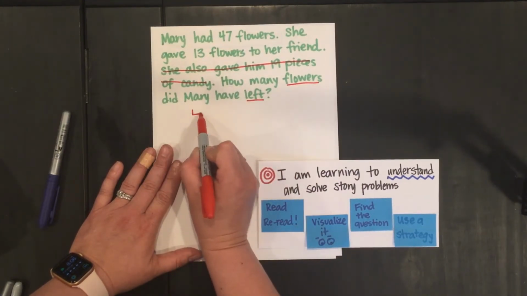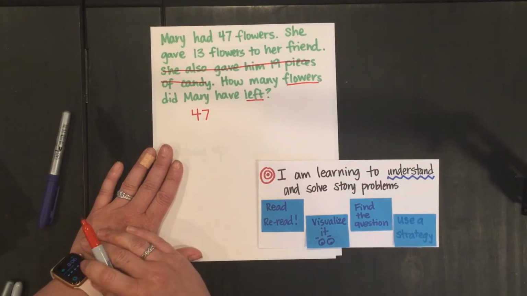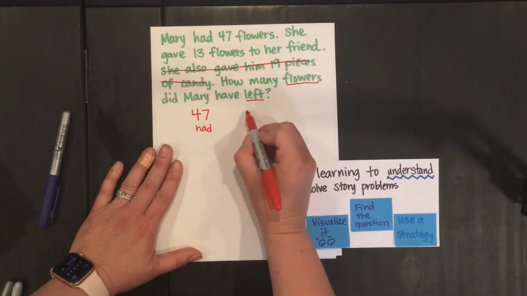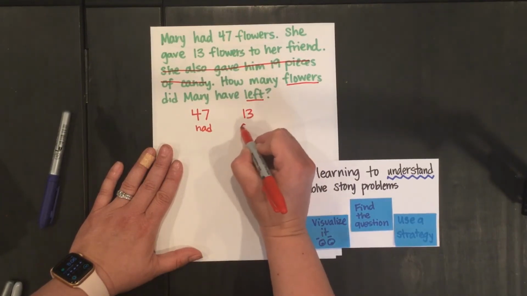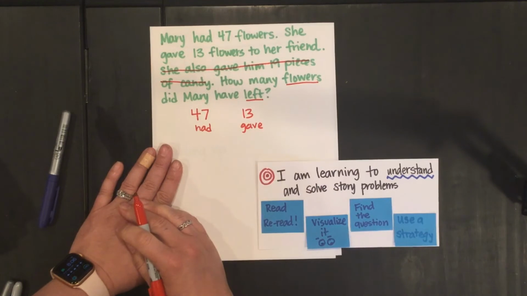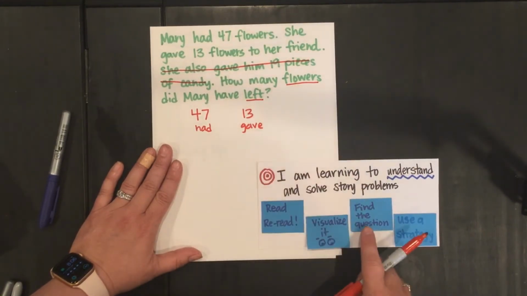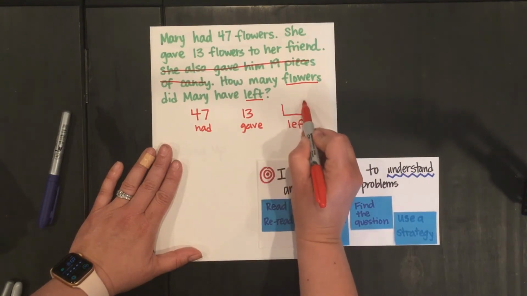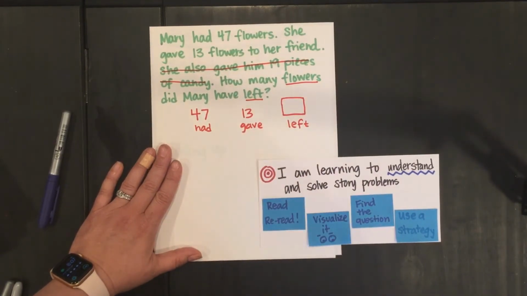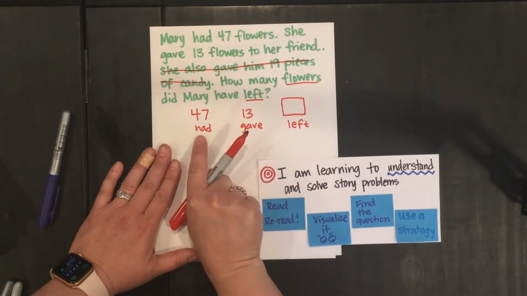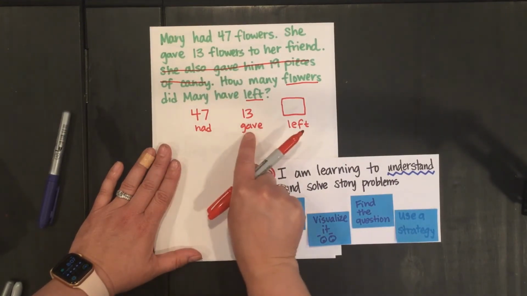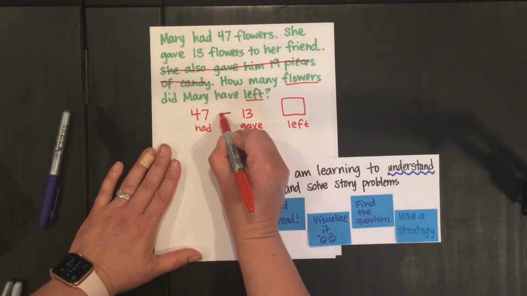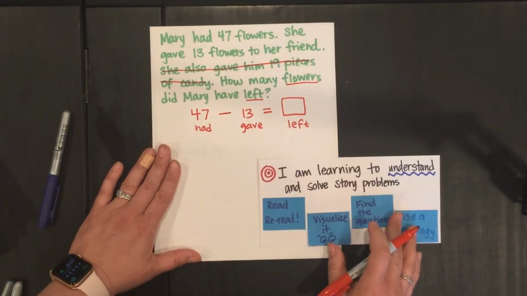Well, I know that Mary had 47 flowers to start with, and then she gave 13. And what I don't know because of the question is how many she had left. So now I have to think, well, when I make sense of the story, if she had some and she gave them away, I'm not going to add those numbers together. This time, I'm going to use the operation of subtraction.